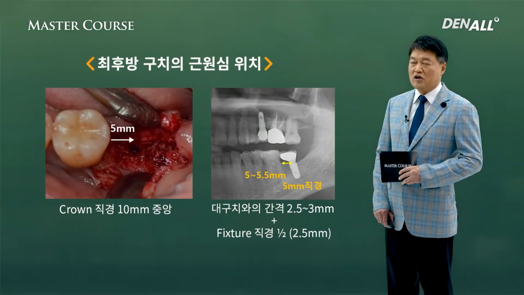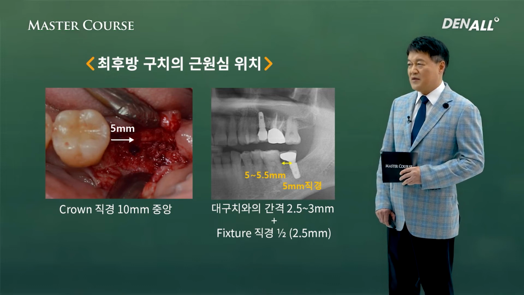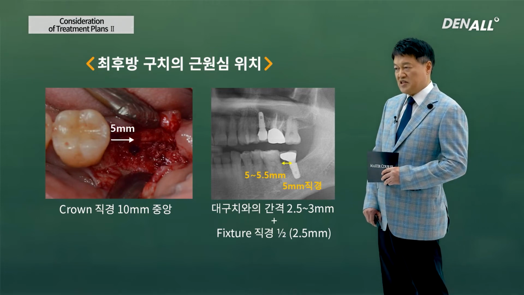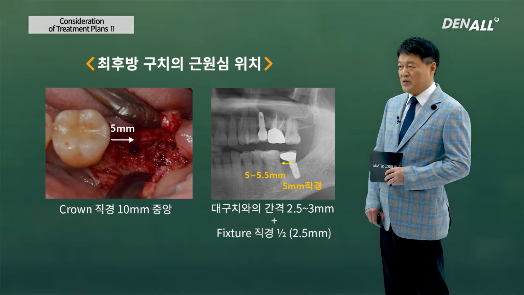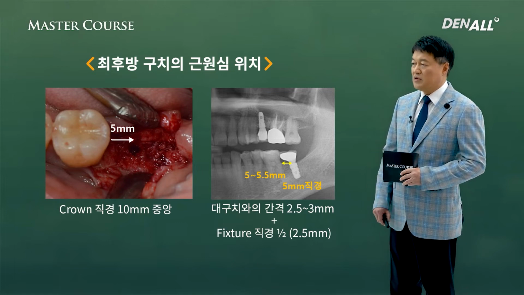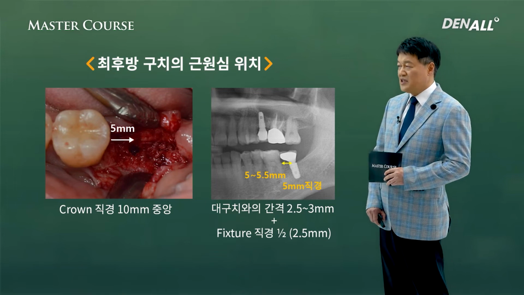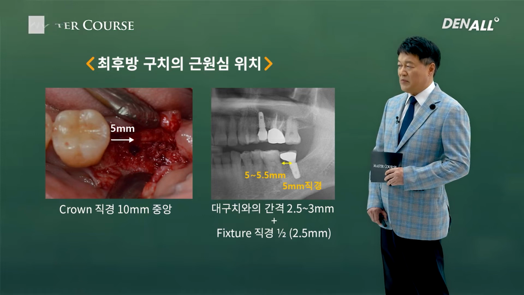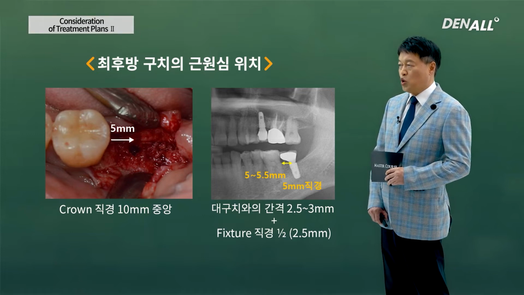In the most posterior teeth, it's very difficult to get the mesiodistal position. When we try to get space, think about this. Molar crown's diameter is 10 millimeter, then the center is 5 millimeter. In other words, in number 6, the position that's 5 millimeter from the distal, that's where you place it. Let's say the molar and implant distance is 2.5 to 3 millimeter. If you place a 5 millimeter diameter implant, add 2.5 millimeter, and ideal placement should be 5.5 millimeter away from number 5.